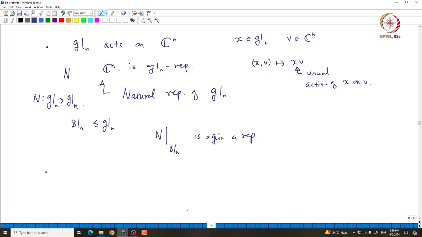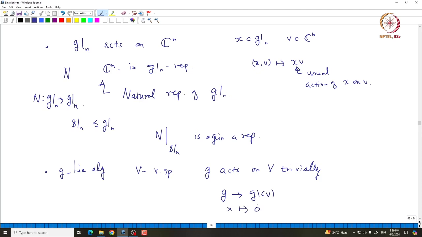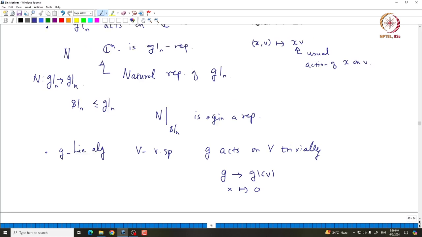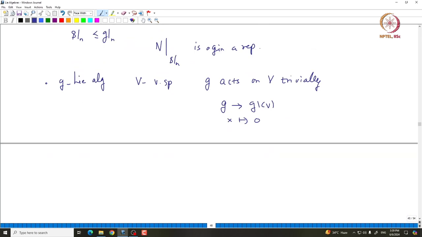Now if we take any Lie algebra, let us say G, and V a vector space, then G can act trivially on the entire V. So G acts on V trivially. That means you have just a trivial map from G to GL of V, so X goes to 0. And this is a representation which is actually called the trivial action. So this is not the trivial representation. We just say that G acts trivially on capital V.